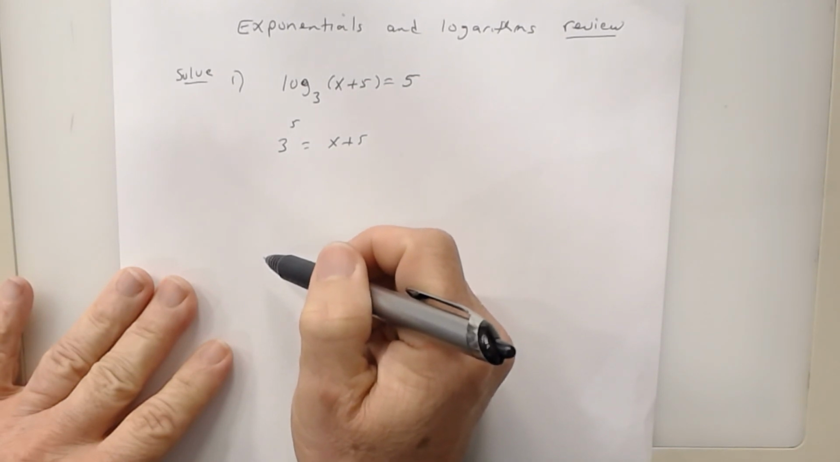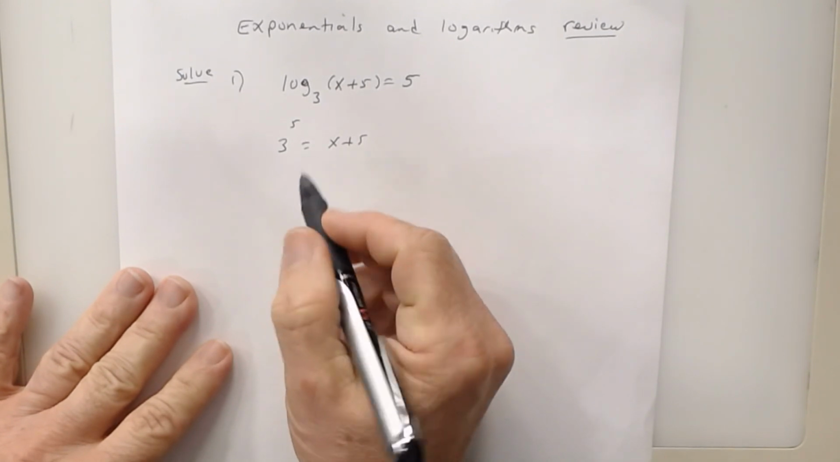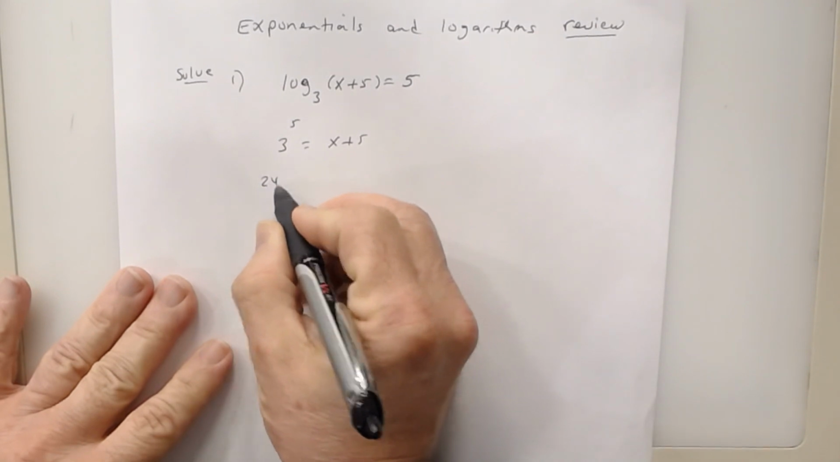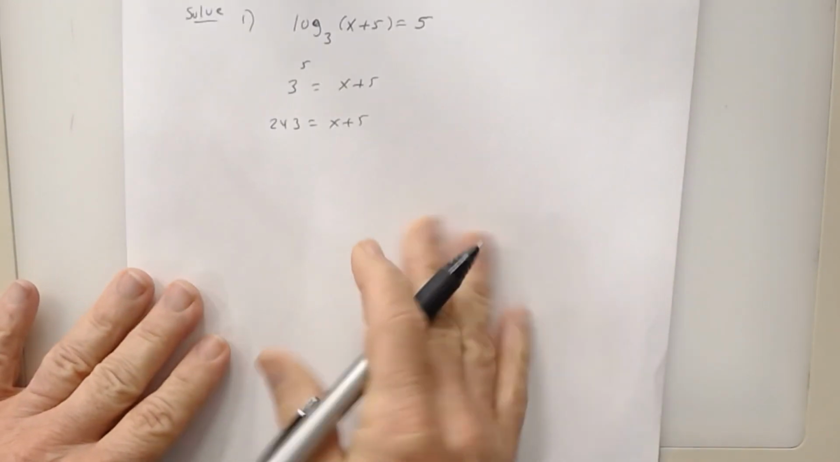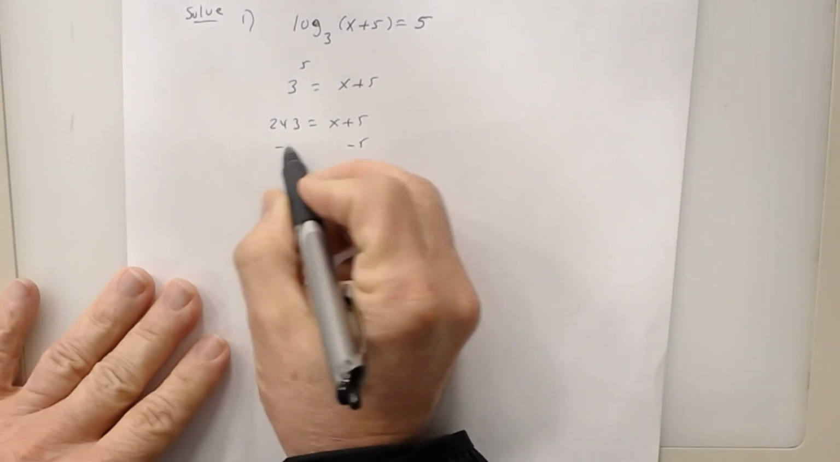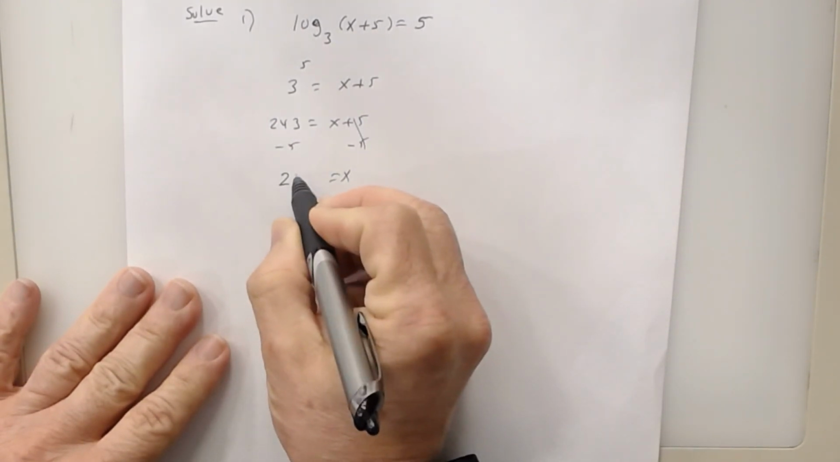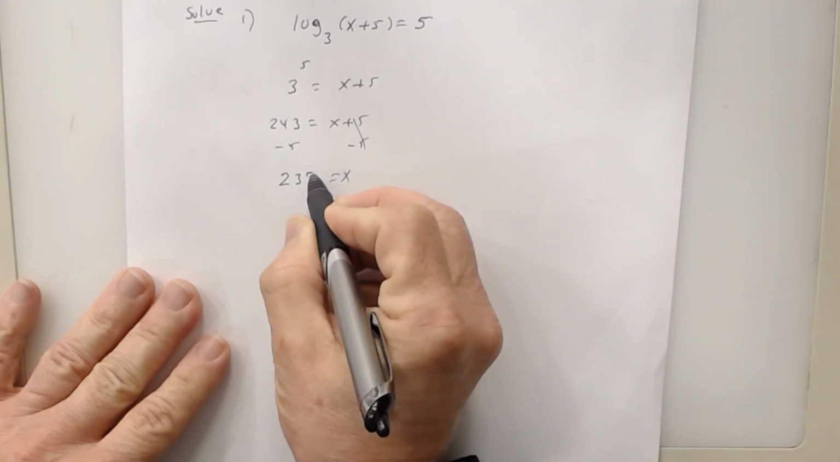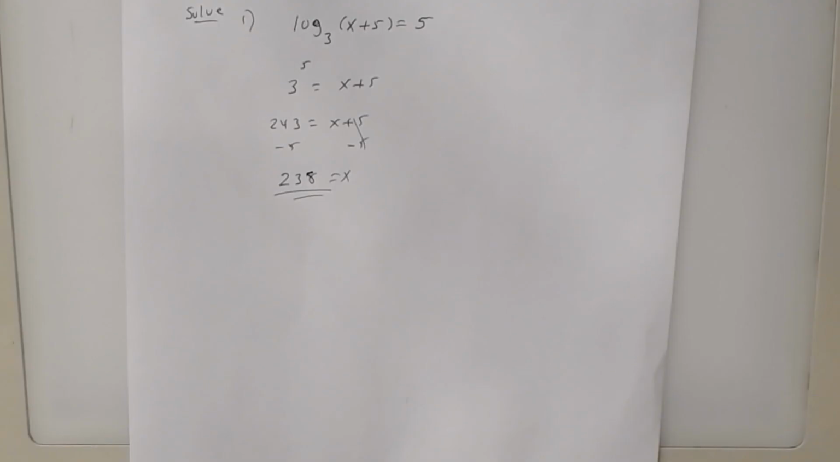Now in your calculator, what's 3 to the 5th? What's 81 times 3? What's 3 to the 5th, guys? What is it, 343? 243? Okay. So 243 equals x plus 5, and so what's x? How do you get x by itself? And so x equals 238. So your solution is 238. So if you were to plug 238 into the original problem and take the log base 3 of that, that's equal to 5.